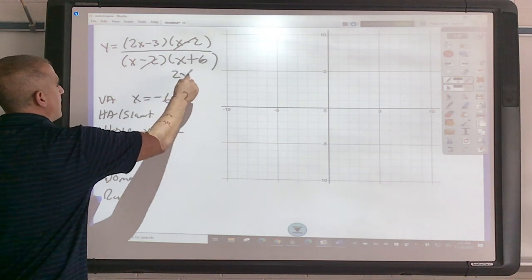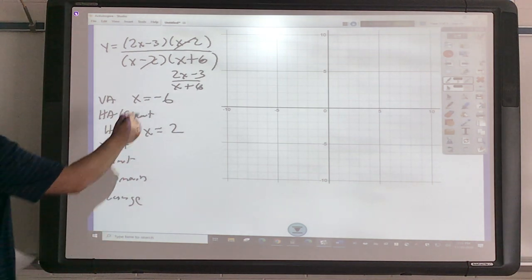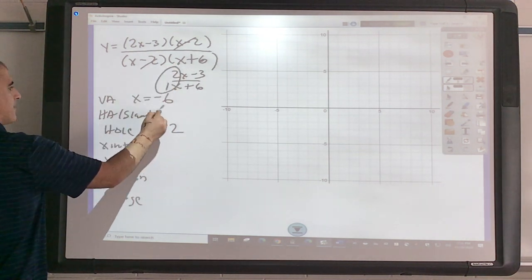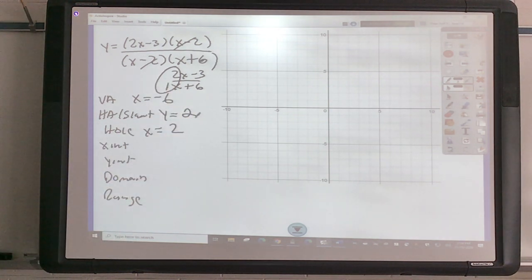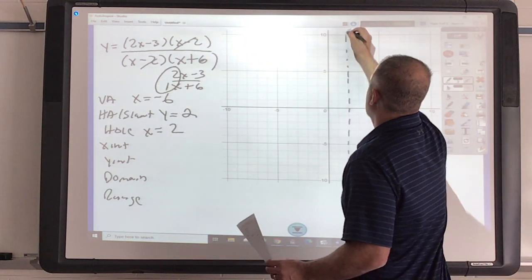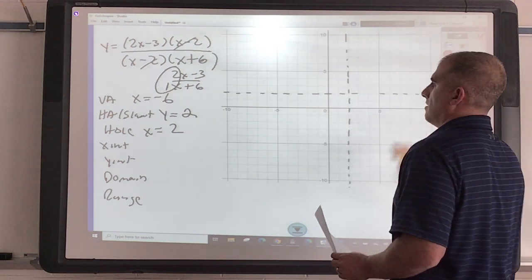Now, what I have left over is I have this. Okay? And this is going to be a tie. So what I would do to figure out the horizontal, I would divide those two. 2 divided by 1 would just be 2. There is no slant here. So what I would have as a graph is this would go this way. Okay? This will go this way. All right?